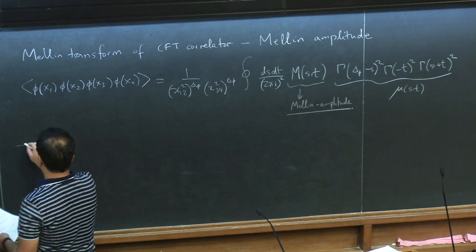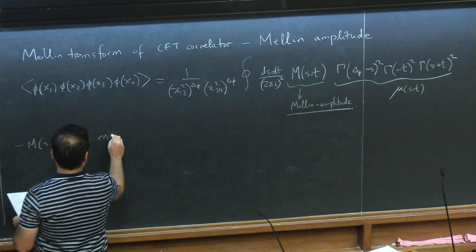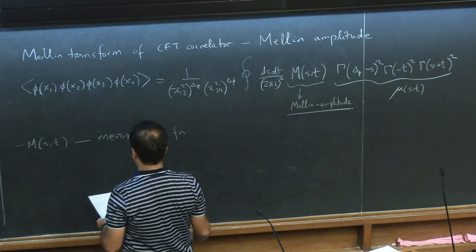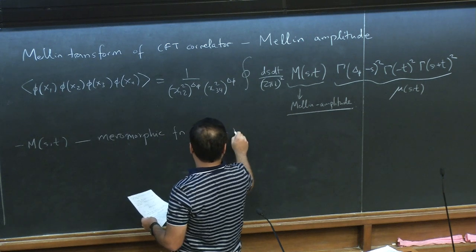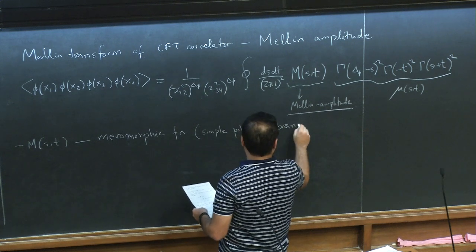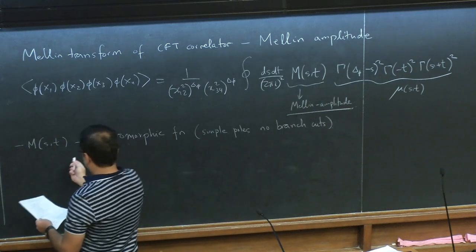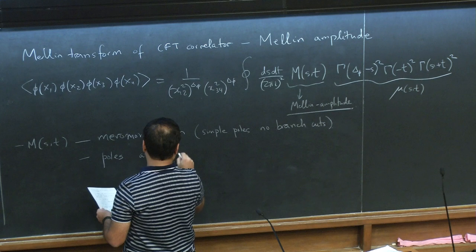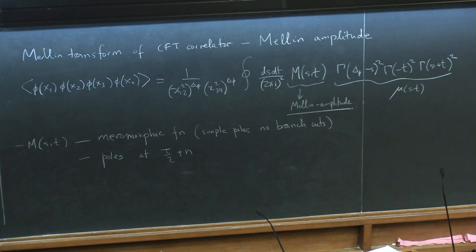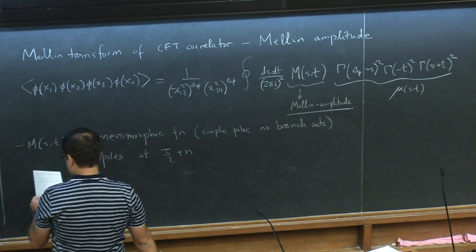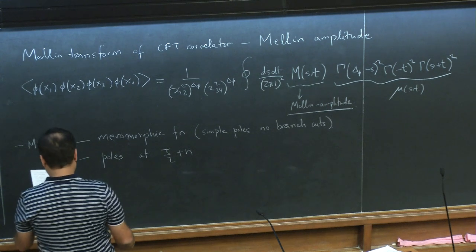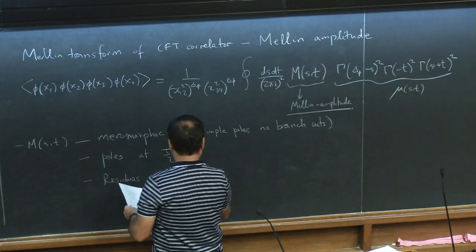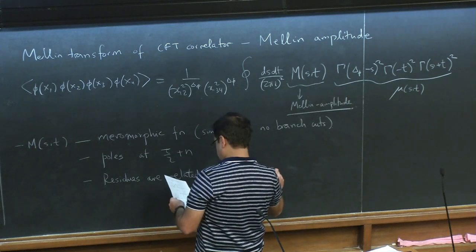It's supposed to be a meromorphic function. So this Mellin amplitude M(s,t) is a meromorphic function. It only has simple poles, no branch cuts. It has poles in different channels. These poles are located at twist over 2 plus n. Twist was delta minus L, and that's where it is. The poles are at (delta minus L)/2 plus n. The residues at these poles are related to three-point correlators and exhibit factorization.